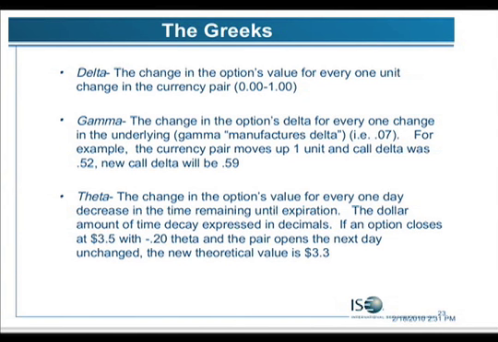Gamma is going to tell me how quickly my delta is changing. So gamma is going to manufacture a delta. If I had a delta of 52 and a gamma of 7, and the underlier, the exchange rate, moved up a whole point, I would take my old delta of 52, add it to that gamma of 7, and come up with my new delta of 59. Remember, delta will not stay constant. It's always changing. I need to think about what my gamma is.